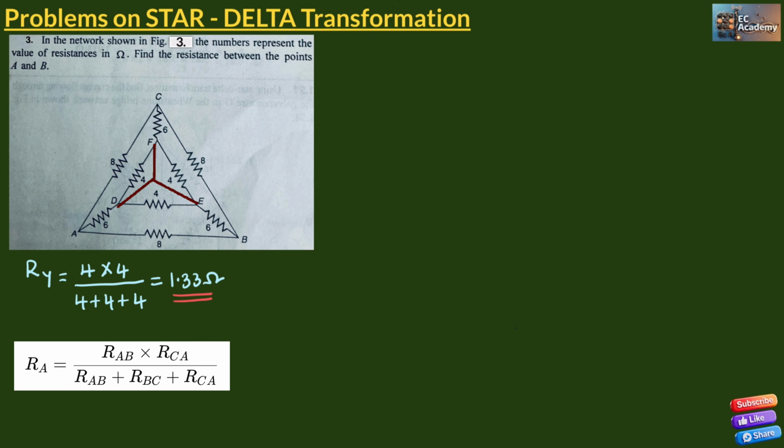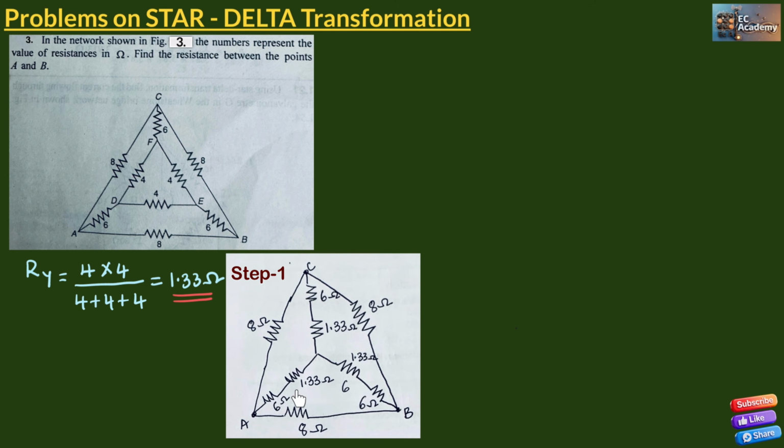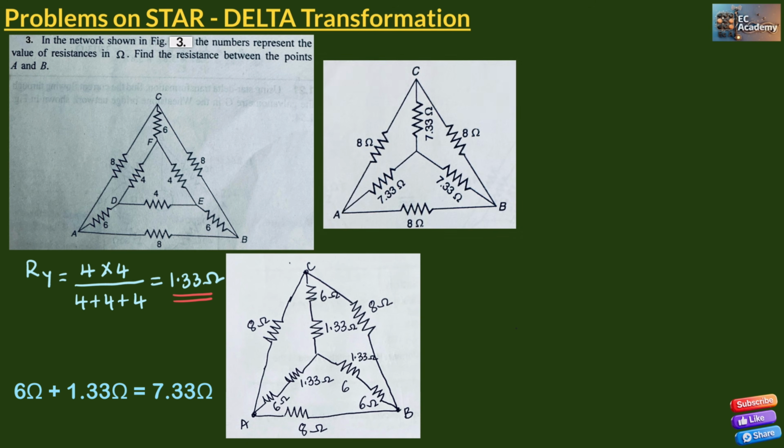So we can redraw the network as shown in this figure. So here we are connecting the 1.33 ohm resistor in star connection in series with the existing 6 ohm resistors. Now these two resistors are in series. So we can write an equivalent resistance as shown in this figure.